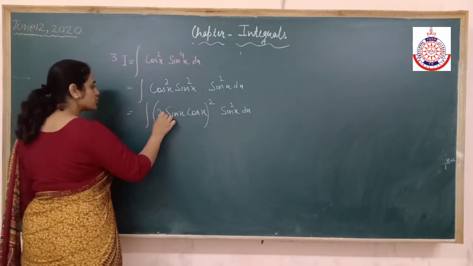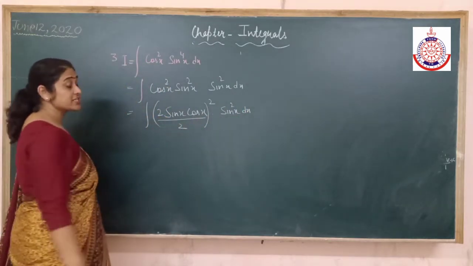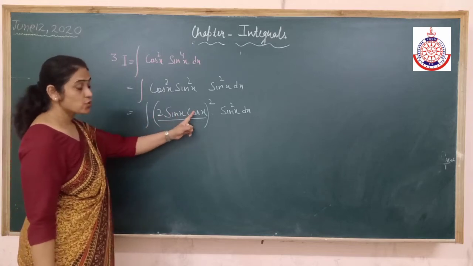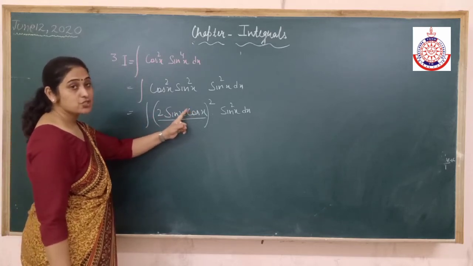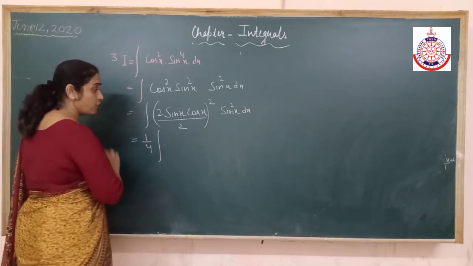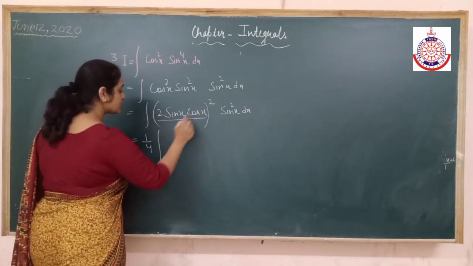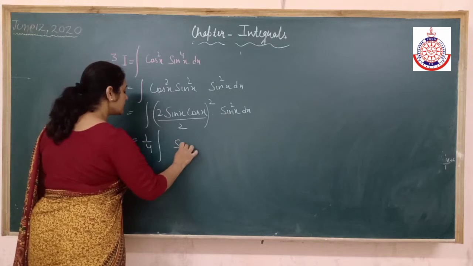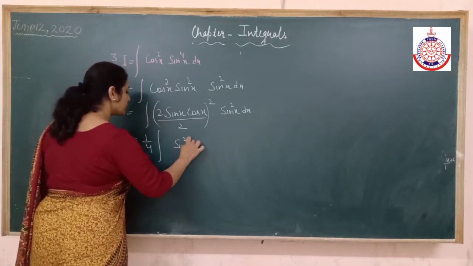If I multiply by 2 and divide by 2, which formula has it become? 2 sin x into cos x is sin 2x. This 4, 2 I am taking out. When it goes out, it will become 4. Alright, 2 sin x into cos x, which formula? Sin 2x, and there is a power.